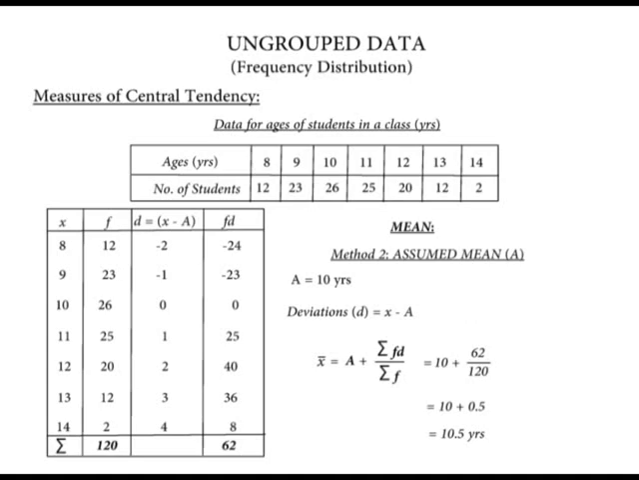The mode for a frequency distribution is the observation with the largest frequency. In this case, the modal age is 10 years because it has a frequency of 26.